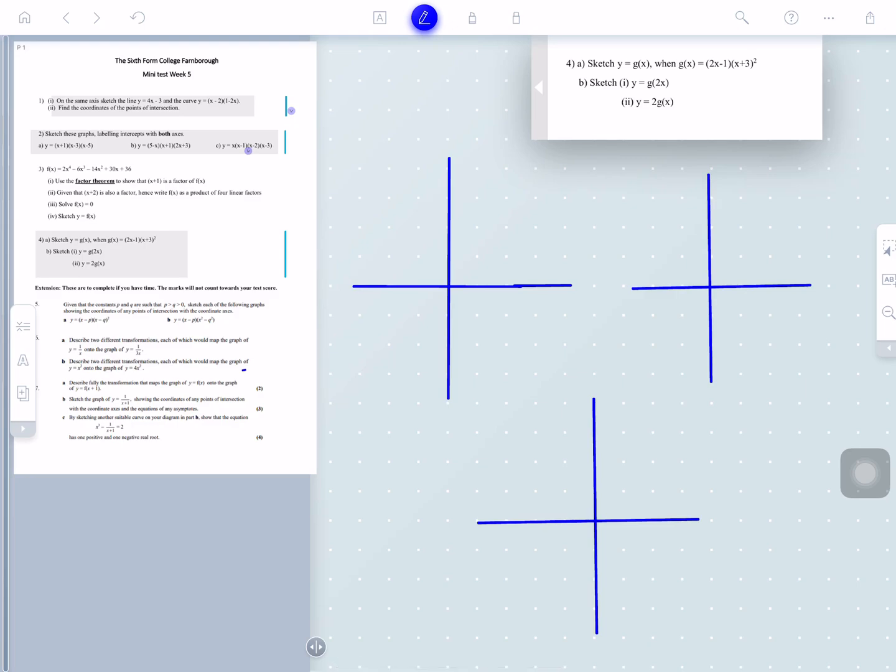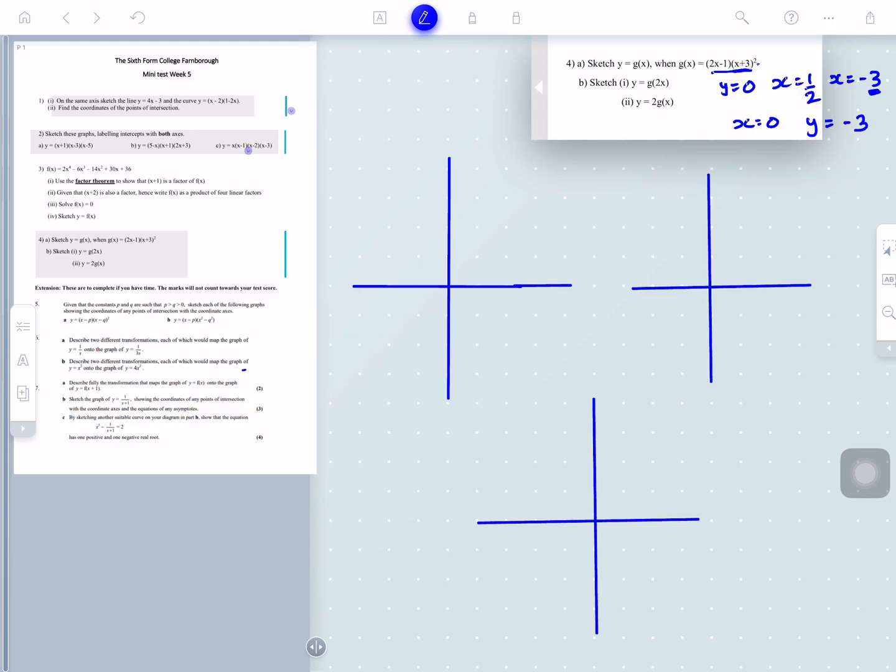Let's sketch this one. y equals g(x), where g(x) is that. Now here you can see there is a repeated root on (x + 3). So first, let's do when y equals 0: you get x equals a half and x equals negative 3. There's a repeated root at negative 3 because there's a square there. And when x equals 0, you get y equals negative 3.